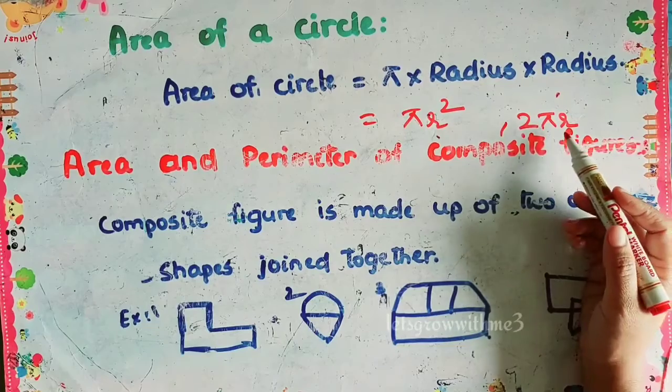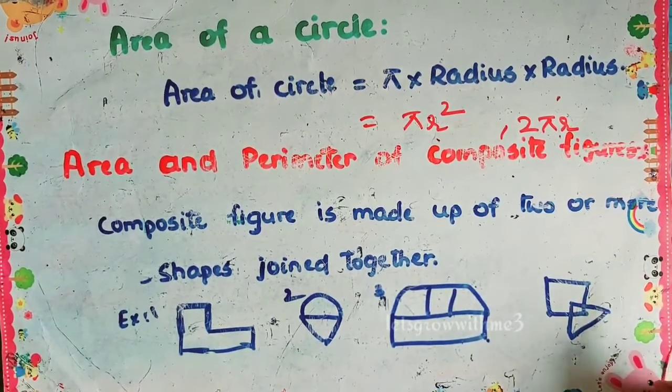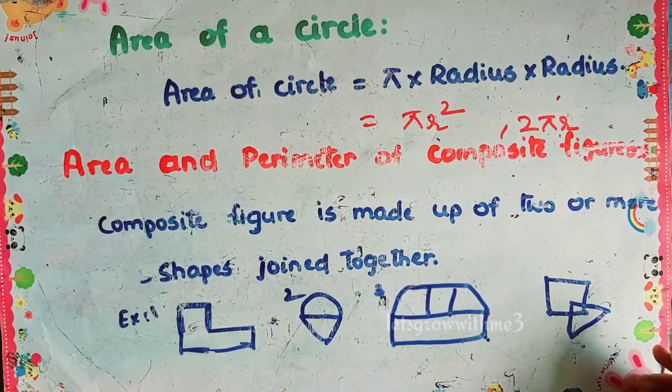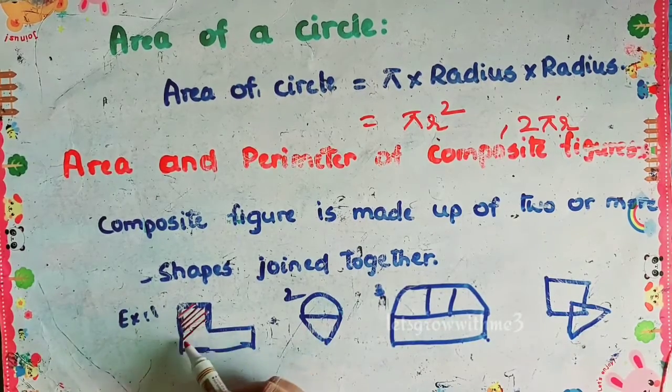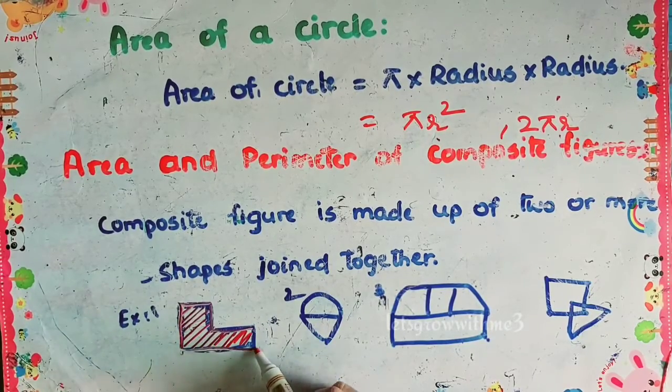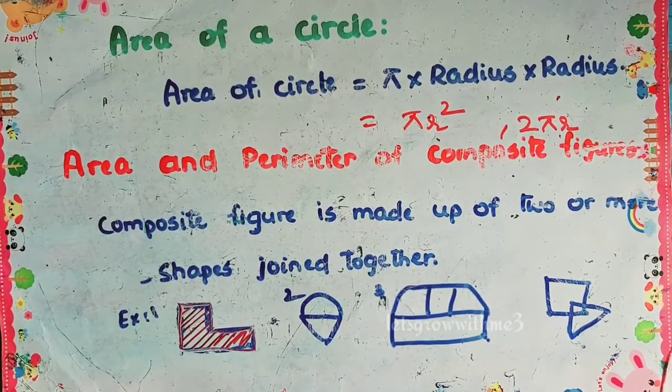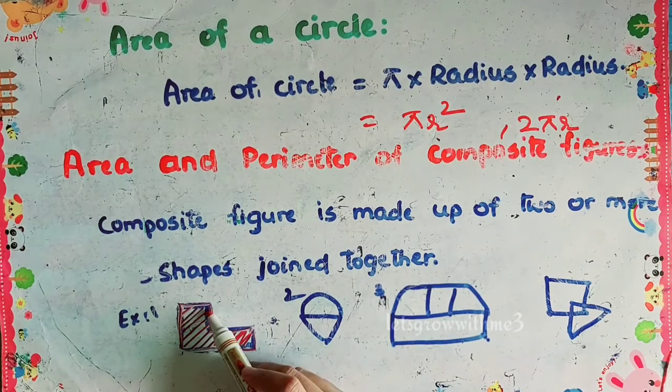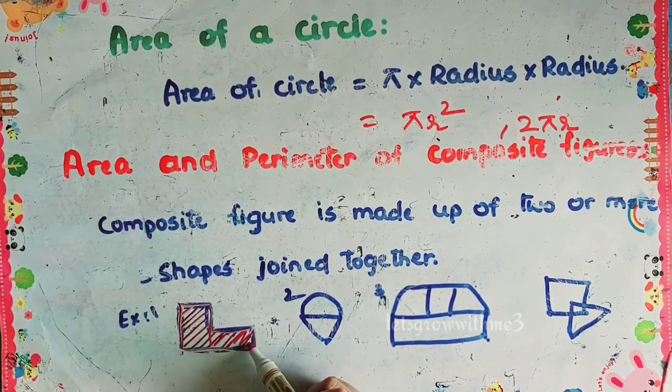Next we will see area and perimeter of composite figures. First of all, what do we mean by a composite figure? A composite figure is made up of 2 or more shapes joined together. Here we have 2 rectangles, and in the second picture we have 1 semicircle and 1 cone. In the third picture we have 2 quarter circles, 1 square, and 1 rectangle, a combination of different shapes. So how do we calculate the area and perimeter of these composite figures?